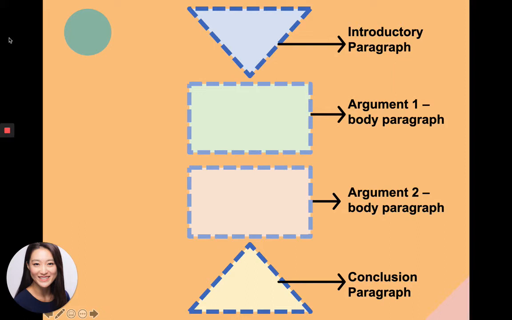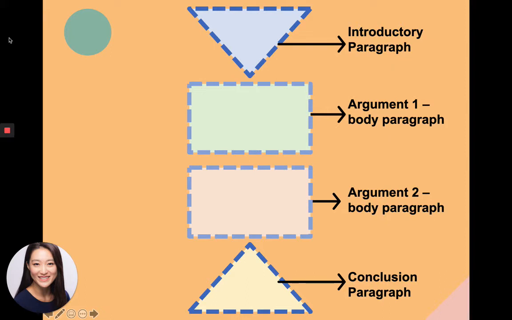I mentioned in a previous video that the thesis statement is the most important statement in the essay, and that's still very true. However, the body paragraphs are absolutely critical because this is where you develop your thesis and prove your thesis. This is really where all the work happens.